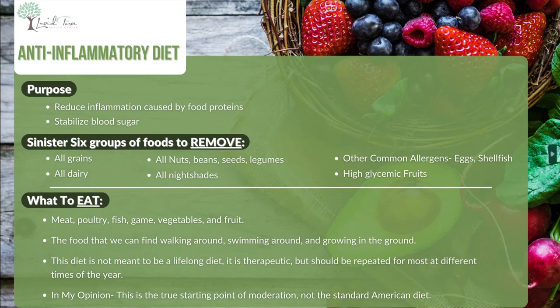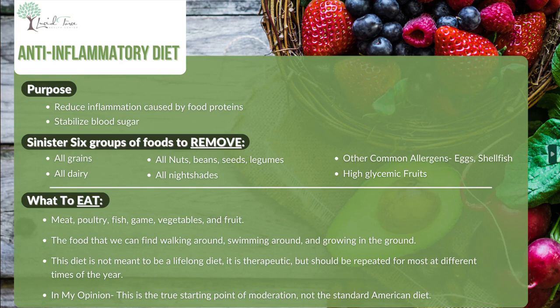So what I'm going to talk to you about today is a therapeutic anti-inflammatory diet, which is typically going to be practitioner specific. In my office, the way that I use a therapeutic anti-inflammatory diet is that we have a couple of goals in mind. Number one, we want to reduce inflammation caused by food proteins. This could be gluten, casein, proteins in soy, or proteins from different types of foods that are common allergens.